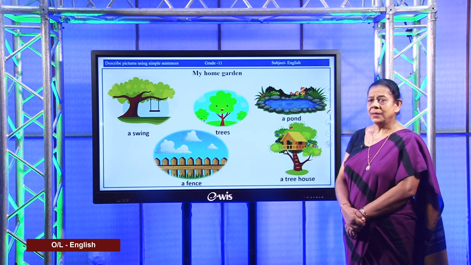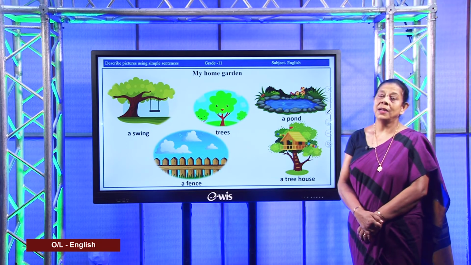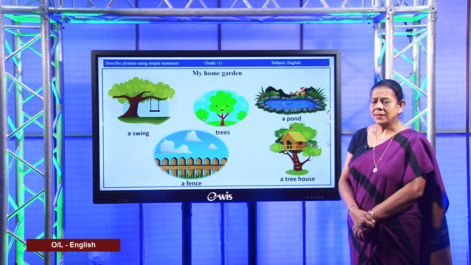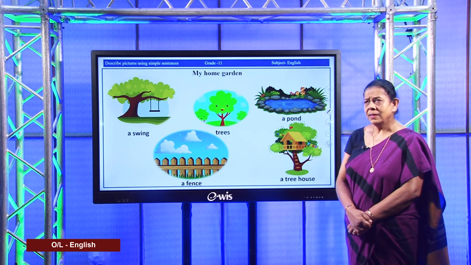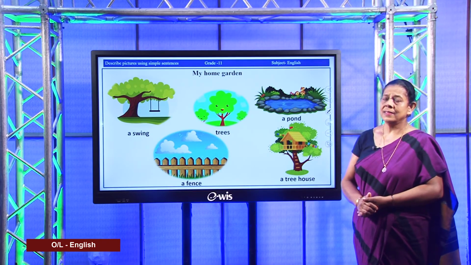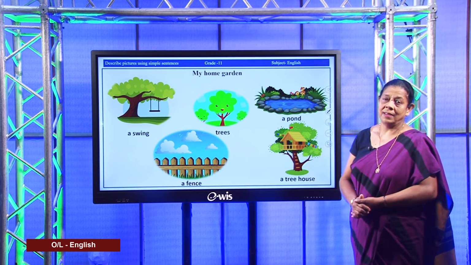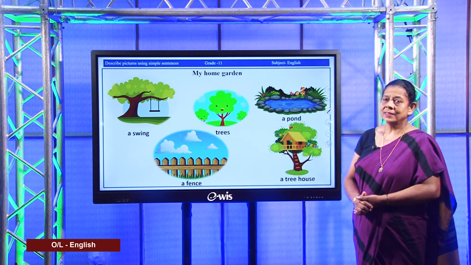So what are you going to do? You have to describe the things in your home garden. Can you describe the things in your home garden, children? So how do you describe? You have to use there is or there are. You know how to use there is and how to use there are. Now describe your home garden. Write the sentences quickly. You have to write only 5 sentences there. Are you ready? Start writing.